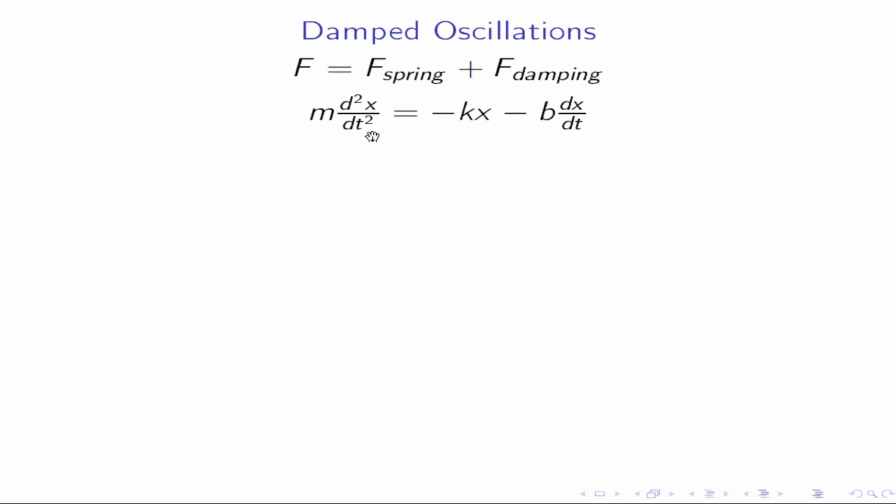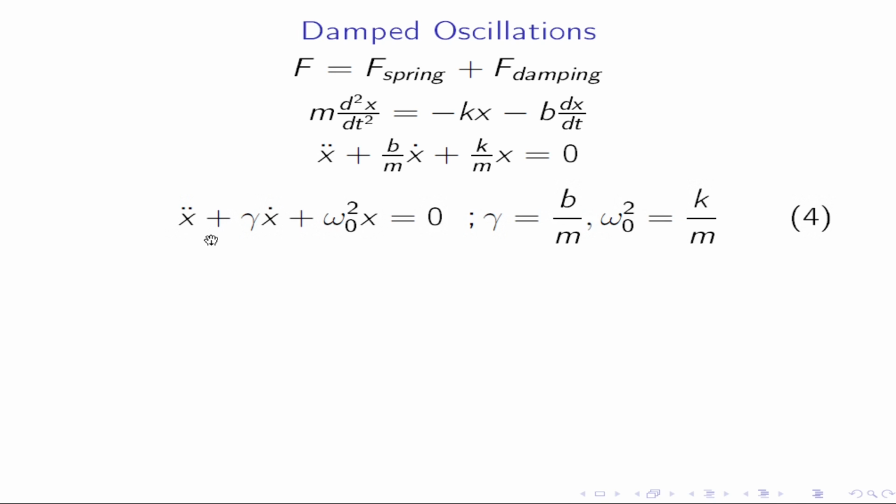That is, m d²x/dt² is equal to the spring force, minus kx, plus the damping force, which we can assume is minus b dx/dt. dx/dt is velocity, and d²x/dt² can be represented as x double dot. So x double dot plus (b/m) x dot plus (k/m) x is equal to 0. That is, x double dot plus gamma x dot plus omega 0 square x equal to 0, where gamma is b by m and omega 0 square is k by m. The omega 0 is sometimes known as the natural frequency.